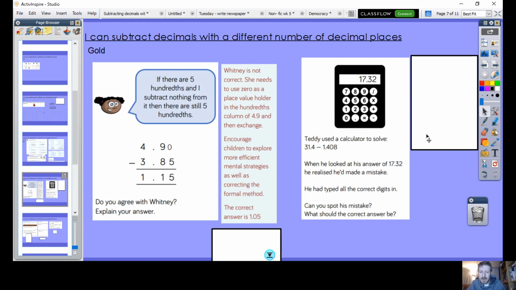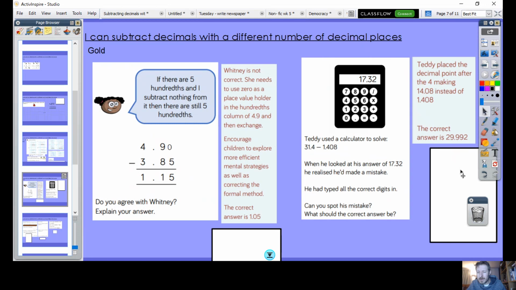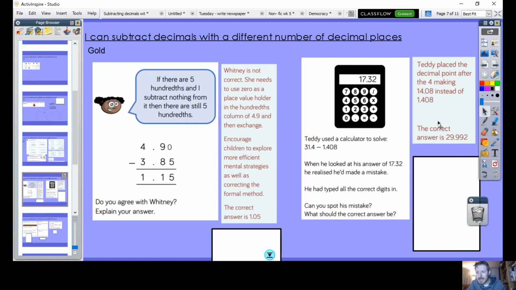Again, you might want to think about different methods you could use, such as a number line. So over with this one, Teddy placed the decimal point after the 4, making it 14.08 instead of 1.408. So the correct answer should have been 29.992.